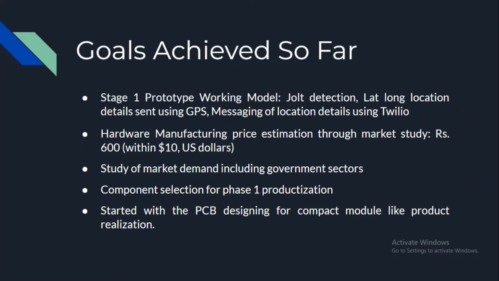Goals achieved so far: we have made the prototyping model, which consists of the ESP32, the GPS, and the accelerometer, the main unit. And if we go for a PCB design, the hardware manufacturing will be within $10. We estimate that, since we are using very inexpensive items here right now.